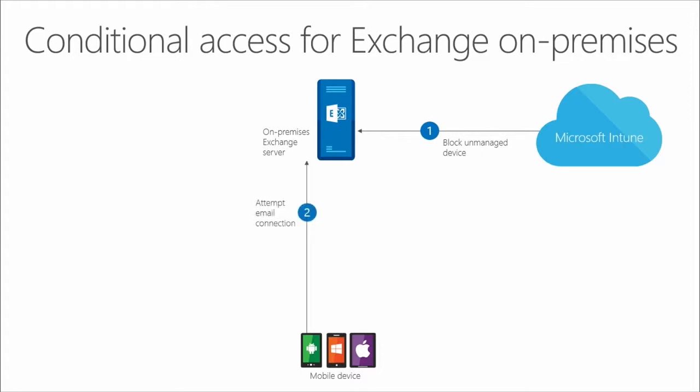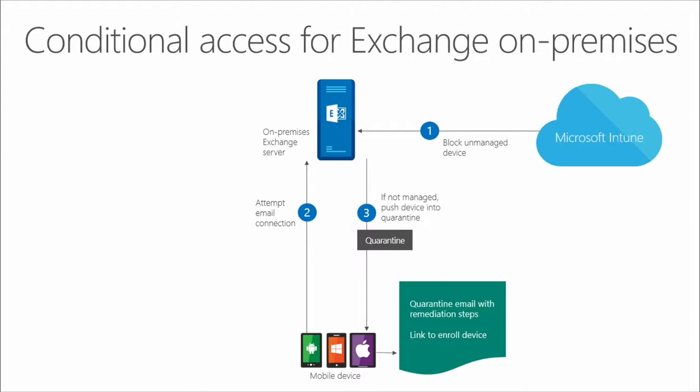Intune actually talks directly to Microsoft Exchange in this environment. Then the Exchange server turns the connection off. It stops the user from being able to use email on that device. Then the very next step, once they've read their email, is they're going to go to the portal and install it, enroll their device, and then Intune will know about the device.